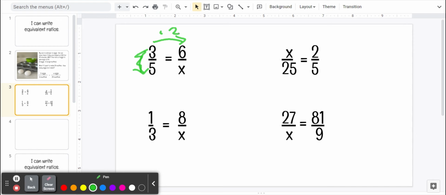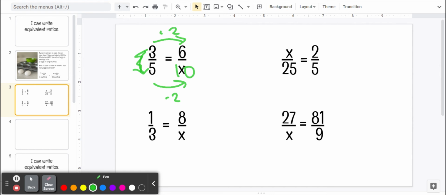Okay, kind of like solving for equations, you have to do the same thing to both sides. So if I'm multiplying by 2 up here on the top, I also have to do it down here on the bottom. So 5 times 2 is 10. So x would be 10. So 3 to 5 is equivalent to 6 to 10. I just doubled both of those numbers. Okay, let's take a peek at the next one.